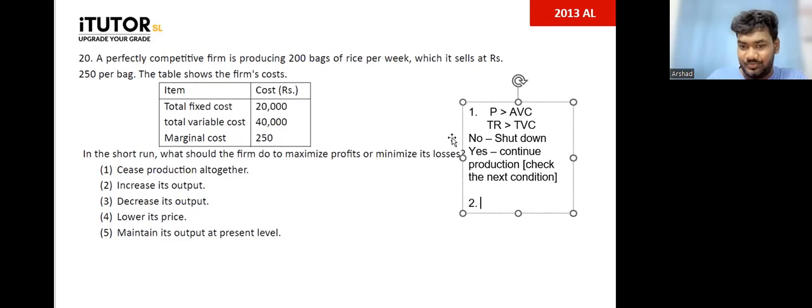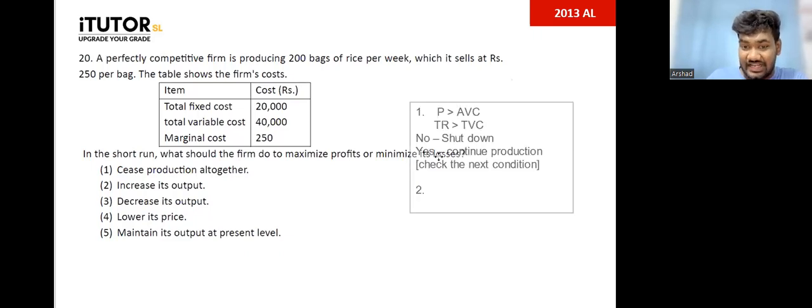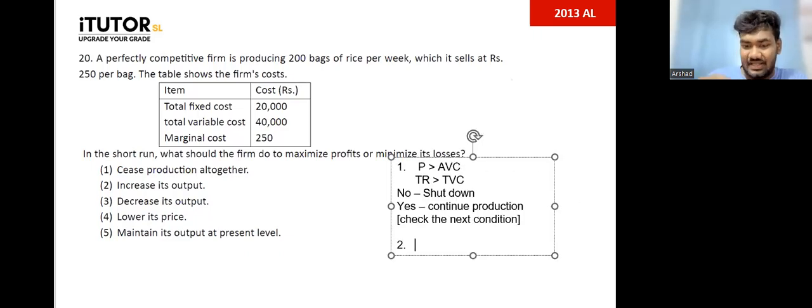Condition number 2. Now you have to check MR and MC. If marginal revenue is equal to marginal cost, that means you're already at the profit maximizing output level.